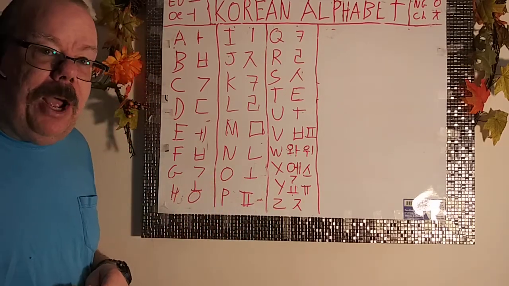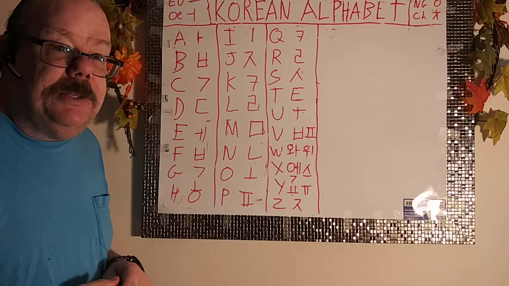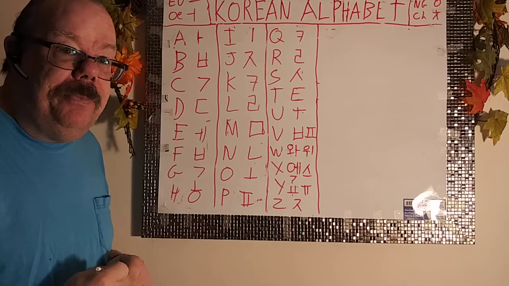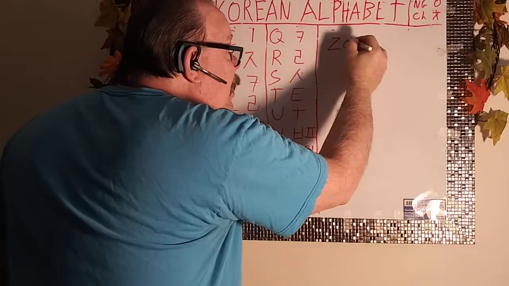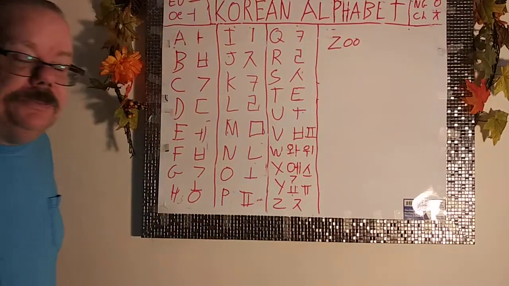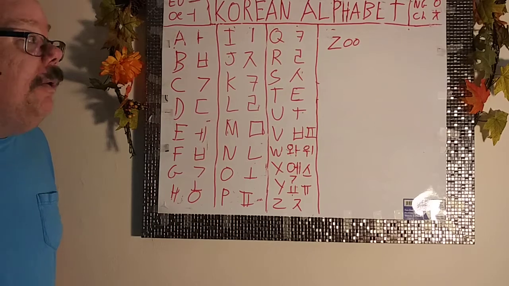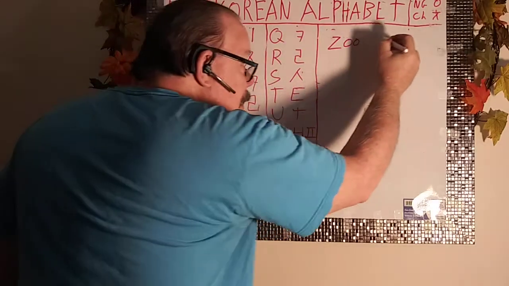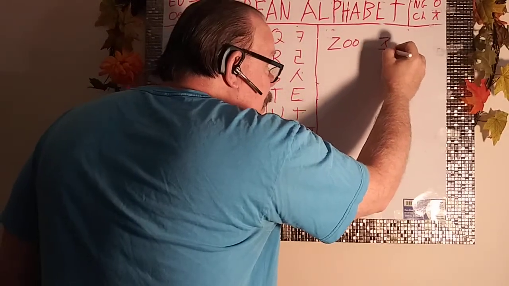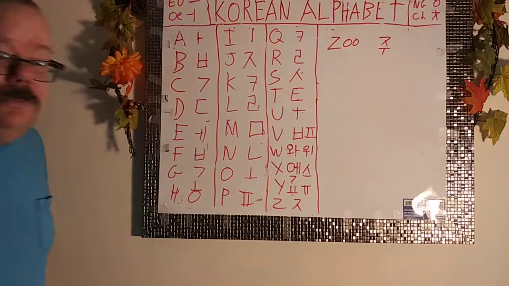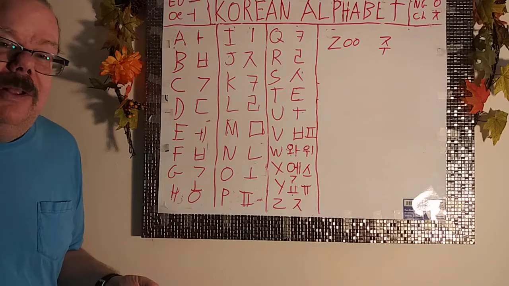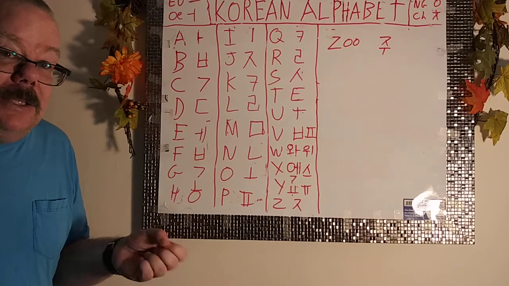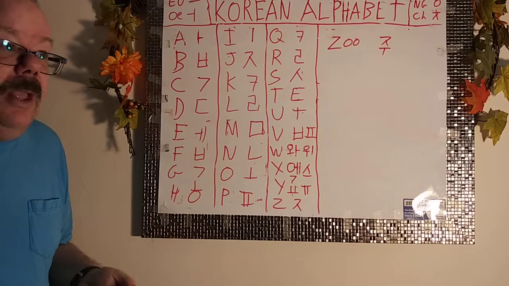Now, why is this a problem? I will explain why this is a problem. So, for example, zoo. If you translate this, they would say Jew instead of zoo. See, that's a problem.